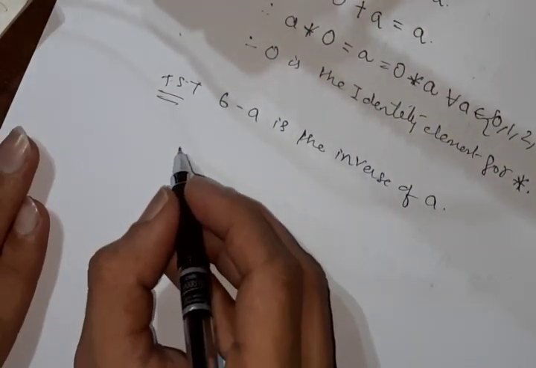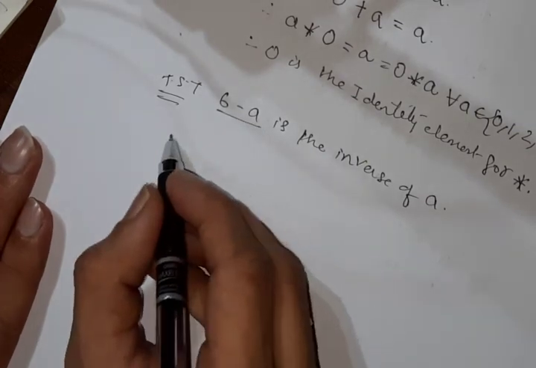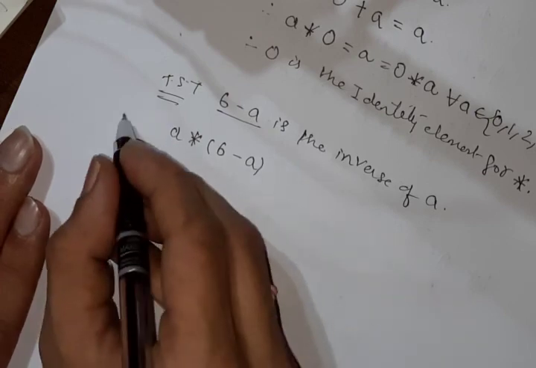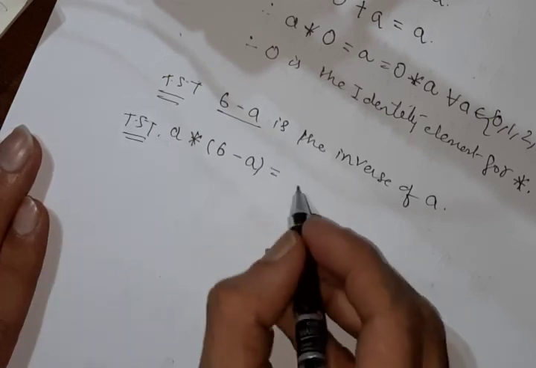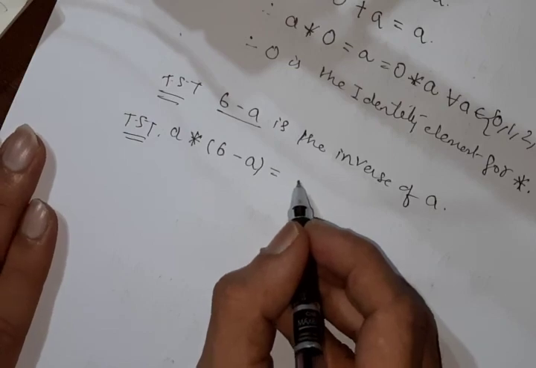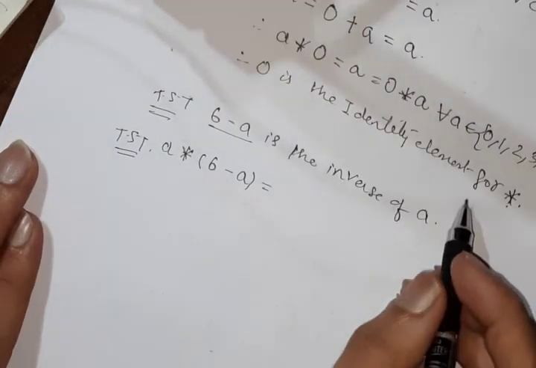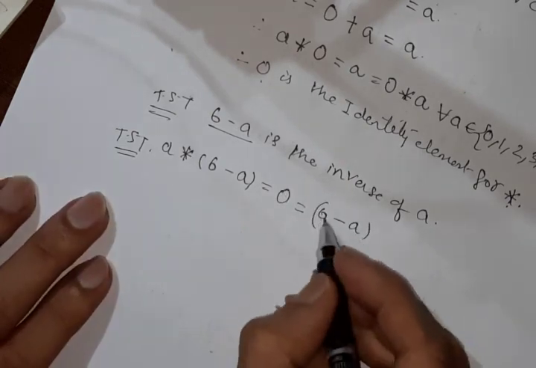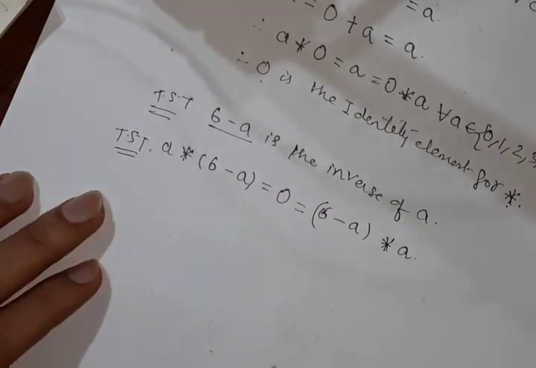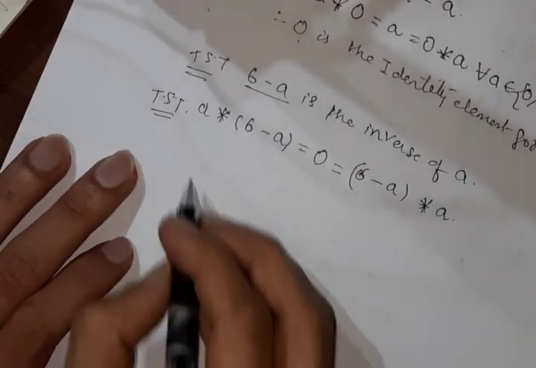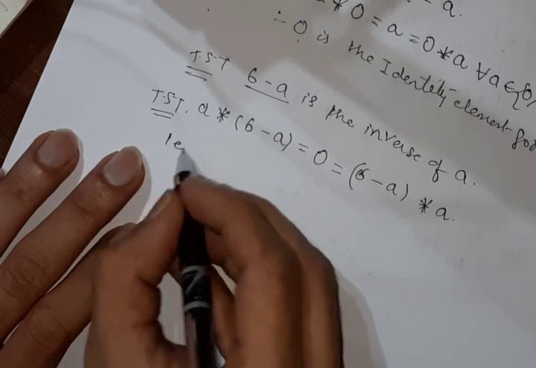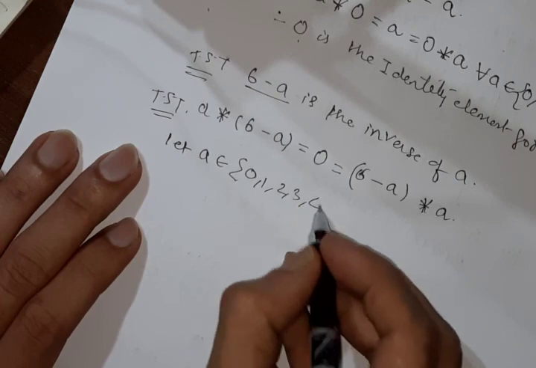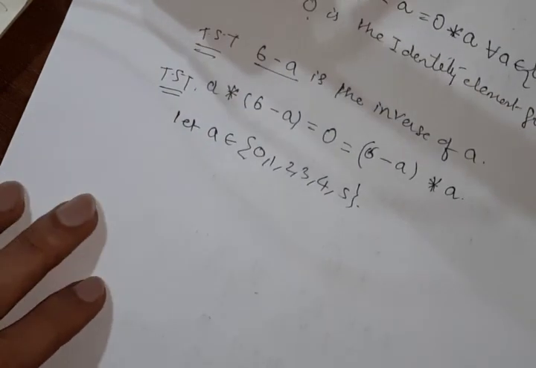Now how to show it? So if you take a star 6 minus a, then what you should get? You should get the identity element. The identity element for this operation, we just proved, is 0, which is equal to also 6 minus a star a. So this we have to show. Now let a belong to the set 0 1 2 3 4 5.